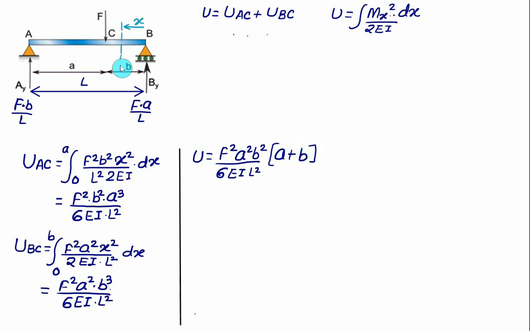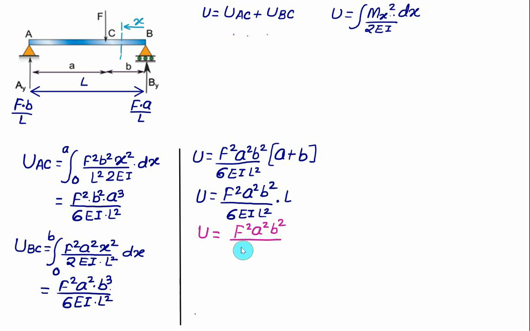Now check figure, a plus b is same as L. So we have U is equal to F square into a square into b square divided by 6 times of EI into L square. a plus b is L. One of the L will get cancelled. So finally we'll get here the strain energy in the beam will be equal to U is F square into a square into b square divided by 6 times of E into I into L.